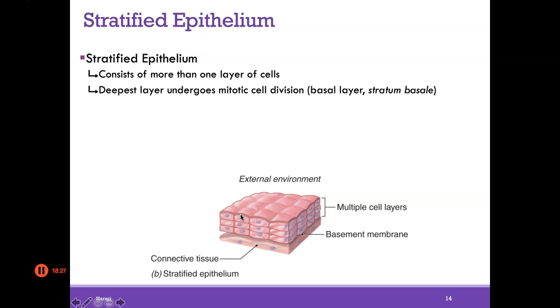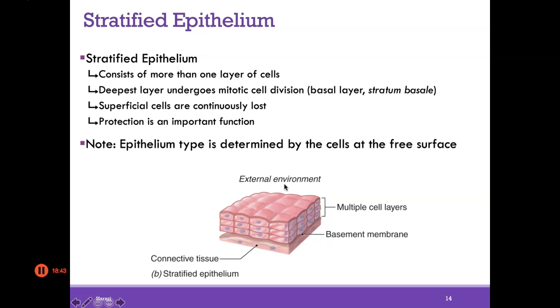Mitosis does not occur anywhere above that first most basal layer. The superficial cells, meaning the ones closer to the external environment, are continually lost. So cells grow at the bottom and are lost from the top. And these are really important for protection, right? We need multiple layers because we need multiple layers of protection.